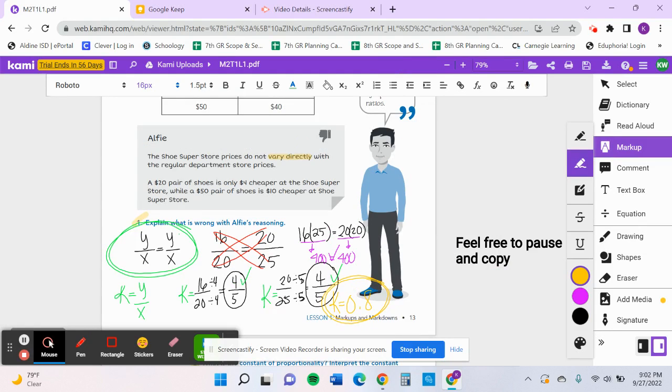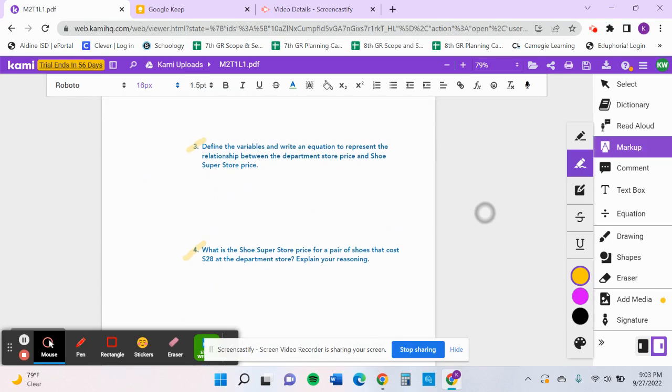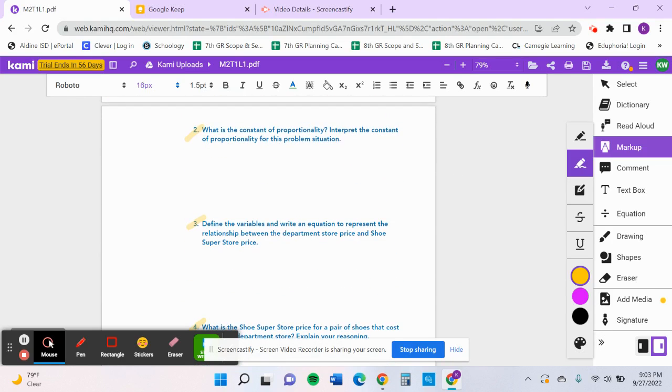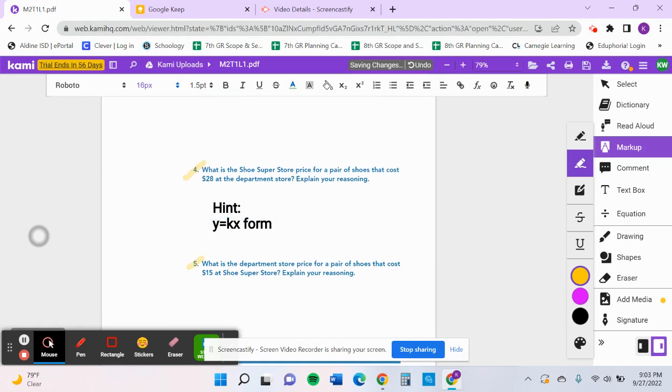I hope that quick refresh helped, because you are now going to answer questions 2 through 5 either on your own or with a partner. Number 2 asks to find the constant of proportionality. Hint, hint, we kind of just did that. Number 3, you're writing an equation. Number 4, what is the shoe superstore price for a pair of shoes that cost $28 at the department store?